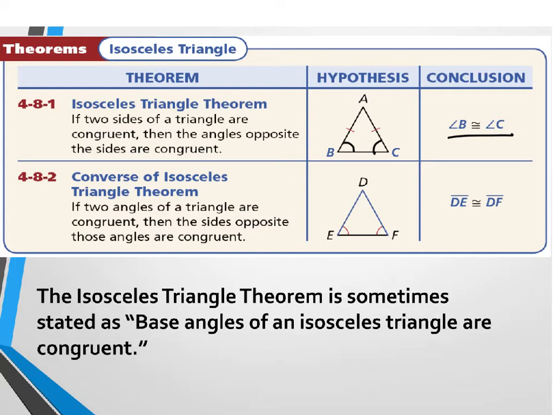Alright, now we can have the converse of that. If we know that two angles in a triangle are congruent, then we should have an isosceles triangle. So if two angles of a triangle are congruent, then the sides opposite of those angles are congruent, meaning we have an isosceles triangle here. If we know that angles are congruent, those sides there are congruent too.